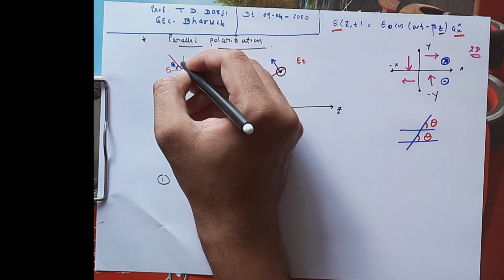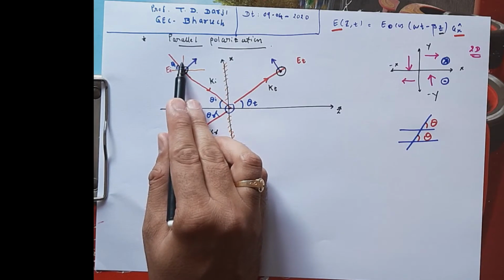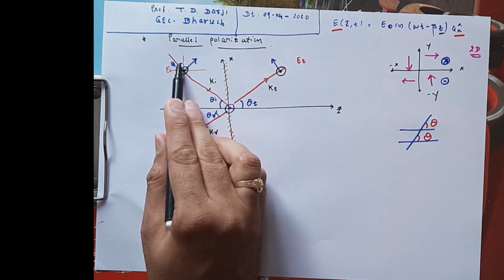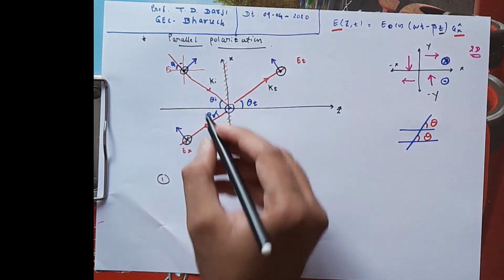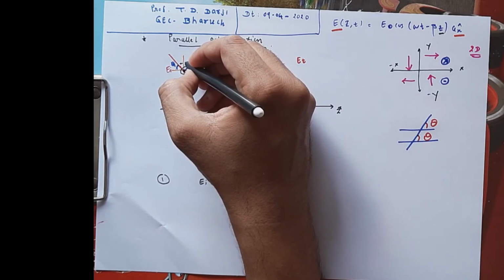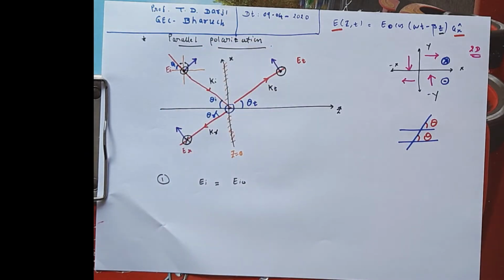What should be this angle? This angle is 90 degree minus theta I. Okay, this angle is 90 degree minus theta I. And what about this angle? This angle is also theta I.